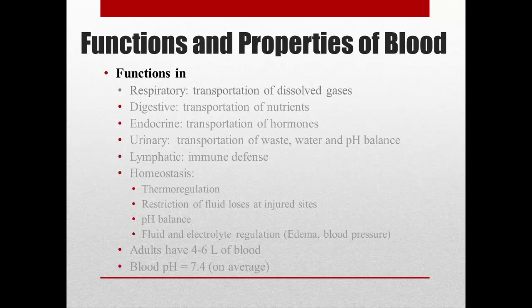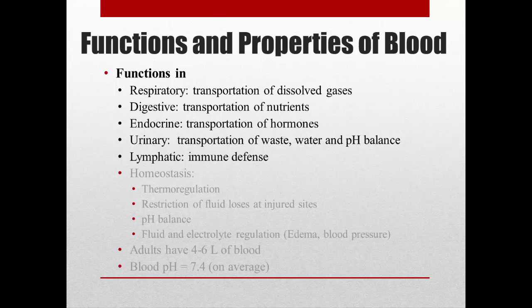First of all, you're going to see blood in lots of different chapters in your textbook related to their functions. Particularly, we'll come back to blood and how it's tied with respiratory system and transporting dissolved gases. We've already seen how digestive system uses blood to transport nutrients. We've seen endocrine system, how it transports hormones. Urinary system, again, we'll come back to blood where we're going to see transport of waste, water, and pH balance in particular. And then lymphatic system, of course, the immune defenses related to white blood cells.